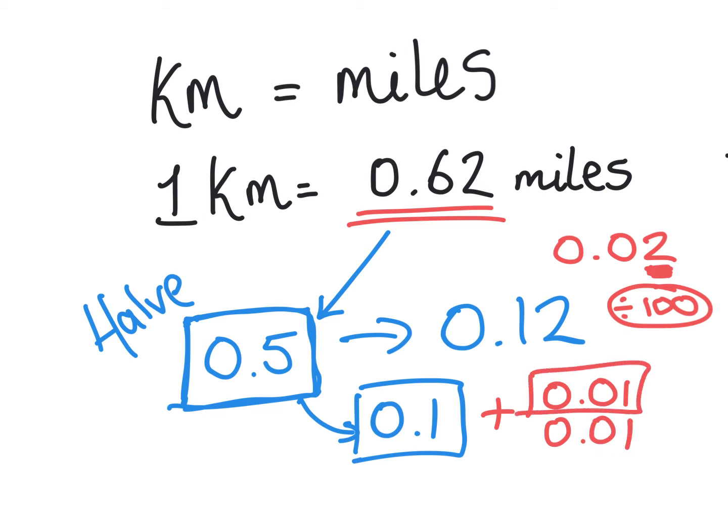So all these things now you can do. You can halve a number, or you should be able to. You can find a tenth of a number. You can find a hundredth of a number. And that's going to be our tactic to work out kilometres into miles.